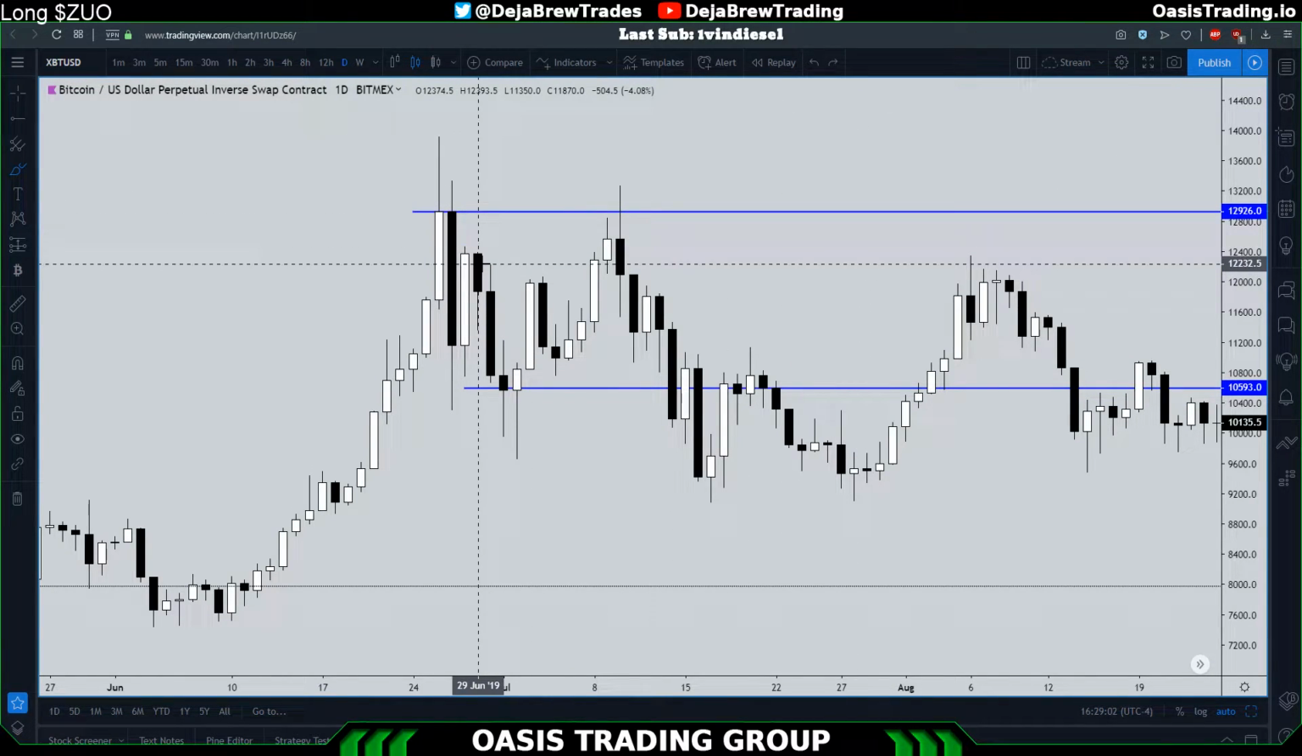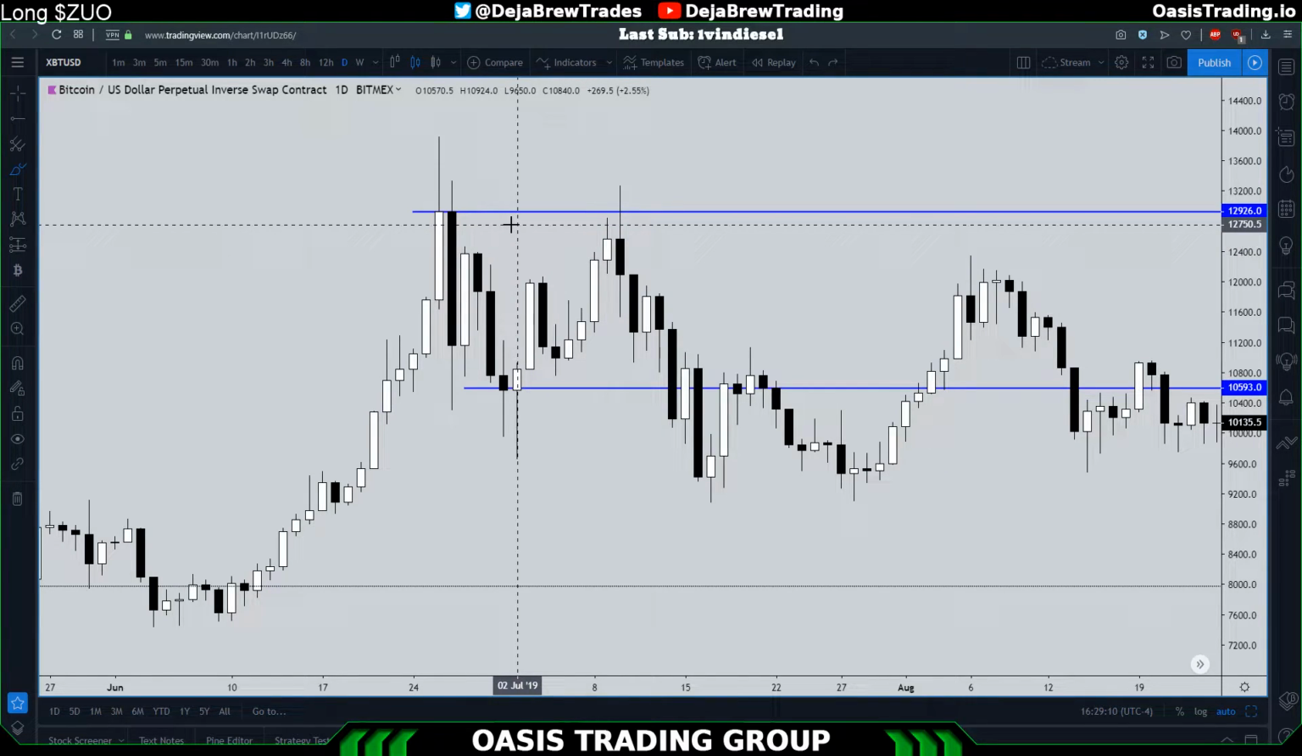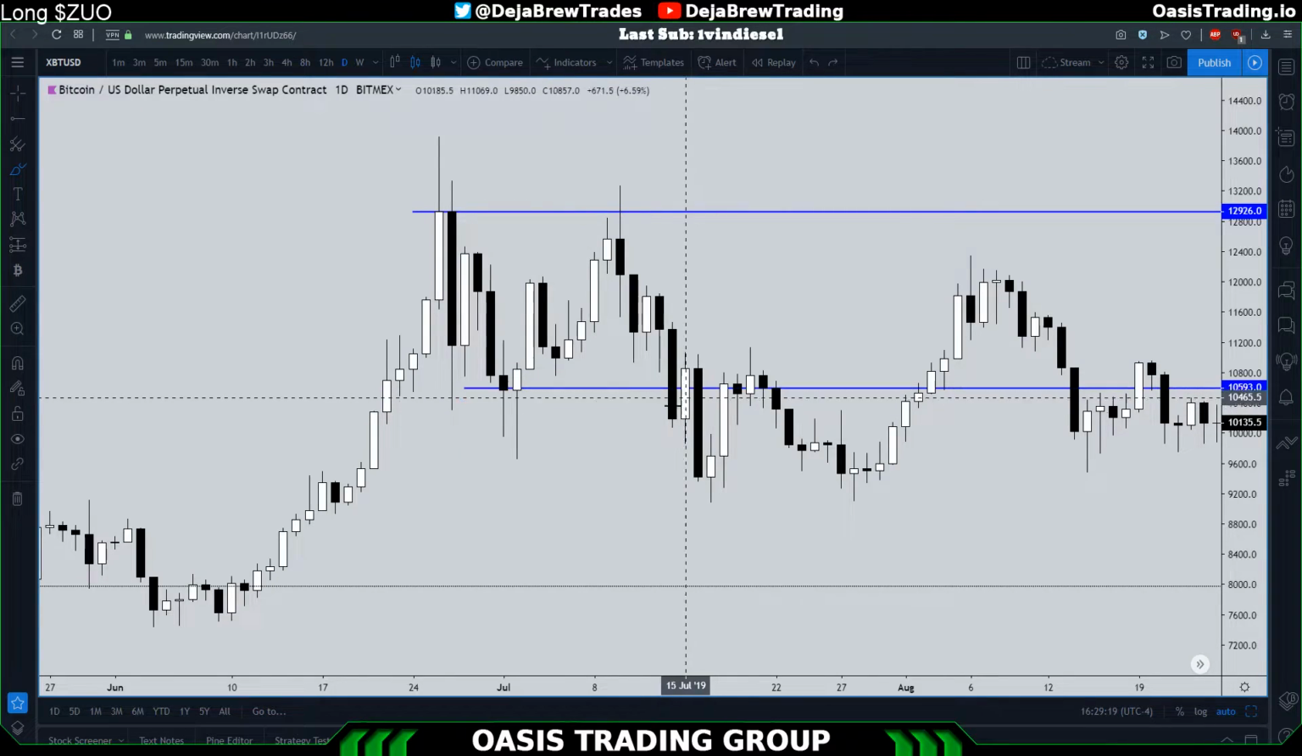So that is the first thing we want to look for if we're shifting from an uptrend into a downtrend or into a range. A downtrend needs two things. It needs a lower high and a lower low. So we see our lower high. What do we see next?